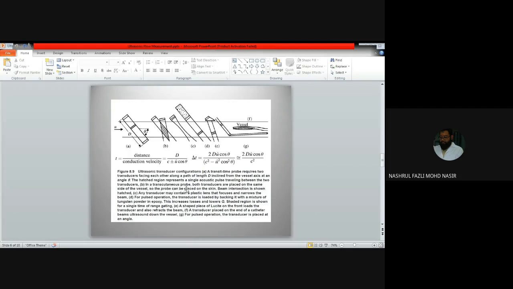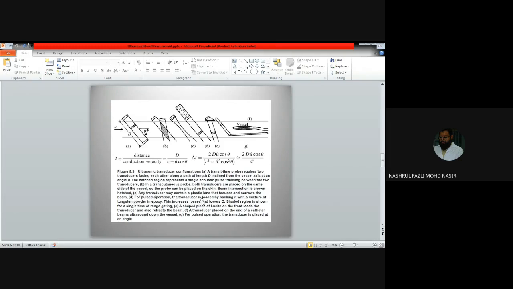In a transcutaneous probe, both transducers are placed on the same side of the vessel, so the probe can be placed on the skin. Beam interaction is shown in the hatched region. For C, any transducer may contain a plastic lens that focuses and narrows the beam. This is how it looks.